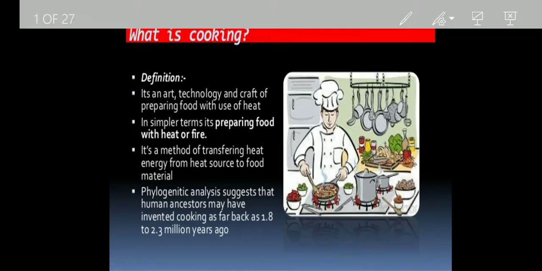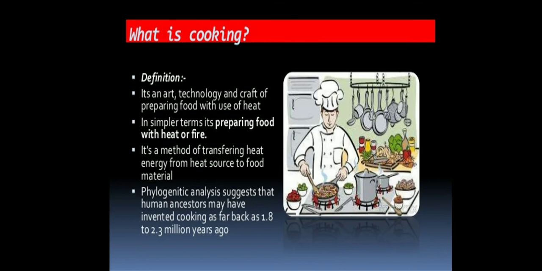Hello students, today we start ninth unit of nutrition, that is rules of cooking and preservation of nutrients. So first of all, what is cooking? The definition is it's an art, technology and craft of preparing food with use of heat. In simple terms, it's preparing food with heat or fire. It's a method of transferring heat from heat source to the food material.